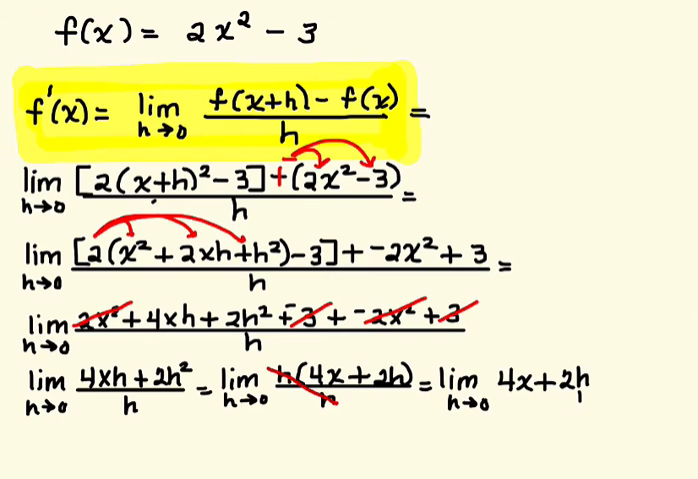And this limit says h is going to 0, which means 2h is going to 0. So what is left is 4x. Oh, we have it. So f prime of x for the function 2x squared minus 3 is 4x.